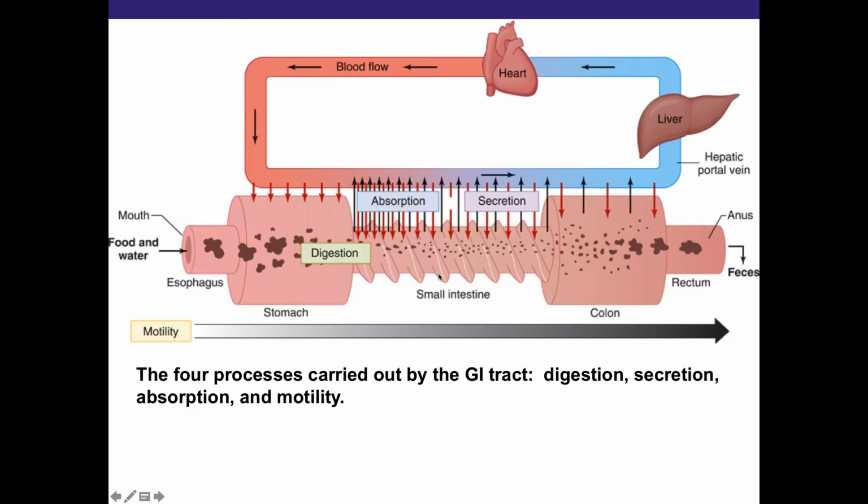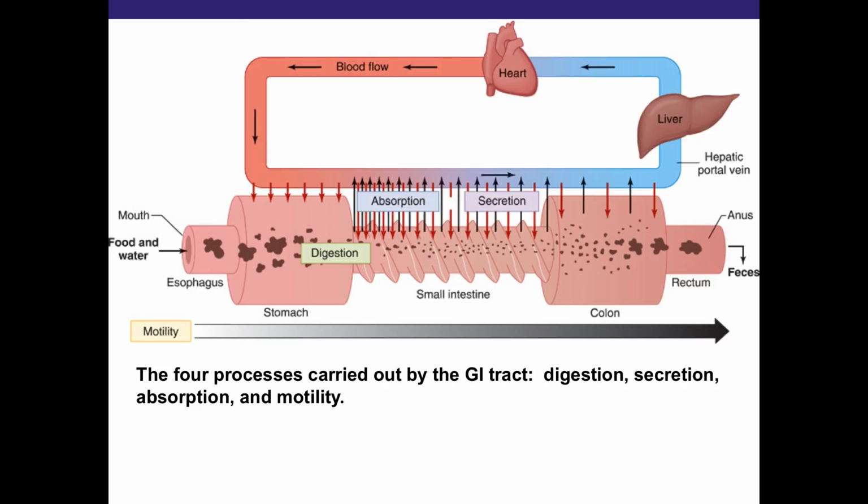Now, anything you absorb, this is another thing. Anything that you absorb from the intestines actually travels to the liver through the hepatic portal vein, and then to the heart. All right, so any questions so far? Just some general anatomy, really, right now.